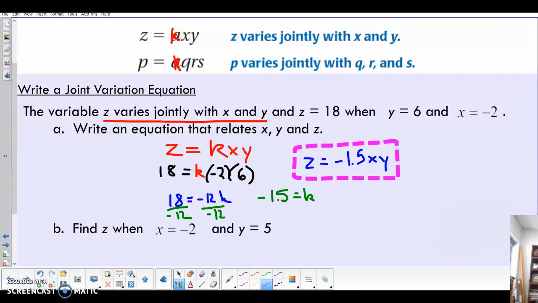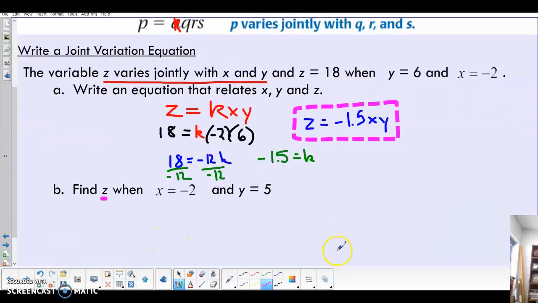Now, like the other problems, I have a second part. I'm told to now find Z when X is -2 and Y equals 5. Okay, so use the equation that I wrote and figure that out. So find Z when I take -1.5, my constant, times an X value of -2 and a Y value of 5. Multiplying these things together, 5 times -2 is -10. -10 times -1.5 is going to end up being +15. So Z equals 15 would be the second part of my answer.